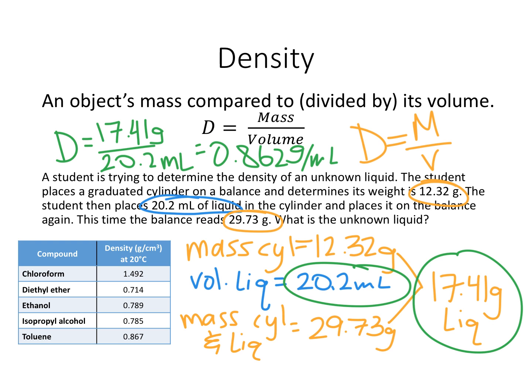And now the question says, what is the unknown liquid? The closest to 0.862 looks like it is toluene. So my unknown liquid is toluene.